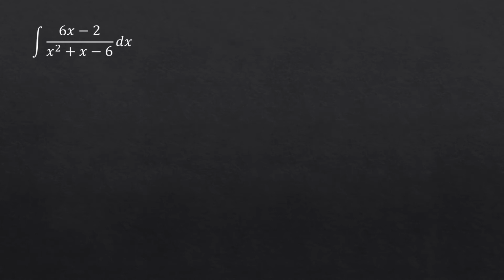Okay. Now we will do one more example. You can see in the numerator we have got 6x minus 2, and in the denominator we have got x square plus x minus 6, and clearly we can't use the substitution method over here. So we are going to use the partial fraction decomposition that we have learned. So step 1 is that we have to factorize the denominator. So if we factorize the denominator, I will write the numerator as it is. So 6x minus 2 dx over here.